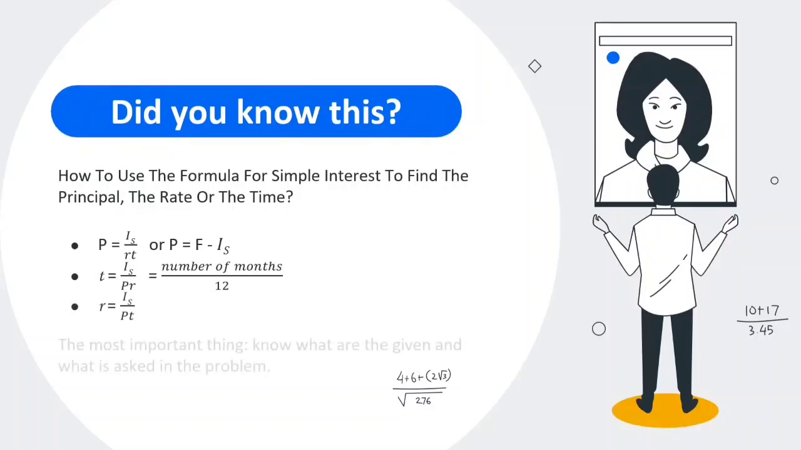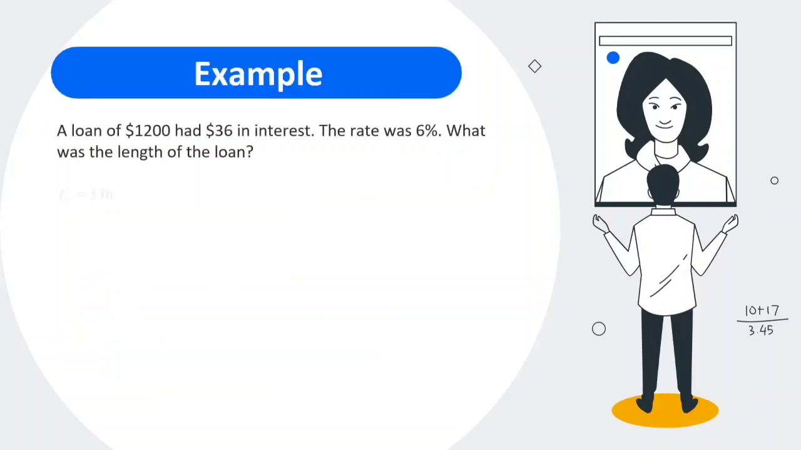Now, the most important thing is to know what are the given and what is asked in the problem. Now, let's try to test this knowledge about those formulas in the following examples. First example, a loan of $1,200 had $36 in interest. The rate was 6%. Now, what was the length of the loan? Now, obviously, IS is given, which is $36. Principal amount is also given, which is $1,200.